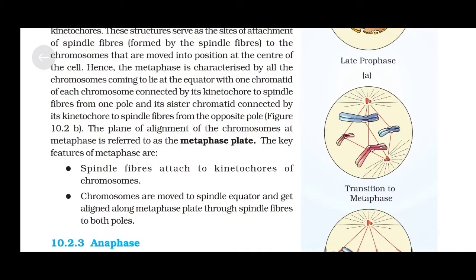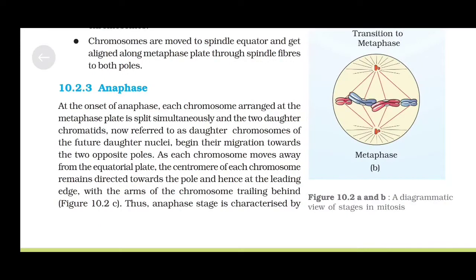The key features of metaphase are spindle fibers attached to kinetochores of chromosomes. Chromosomes are moved to the spindle equator and get aligned along the metaphase plate through spindle fibers to both poles. Anaphase. At the onset of anaphase, each chromosome arranged at the metaphase plate is split simultaneously and the two daughter chromatids, now referred to as daughter chromosomes of the future daughter nuclei, begin their migration towards the opposite poles. As each chromosome moves away from the equatorial plate, the centromere of each chromosome remains directed towards the pole and hence at the leading edge, with the arms of the chromosome trailing behind.